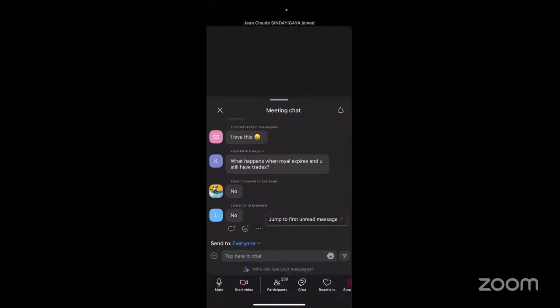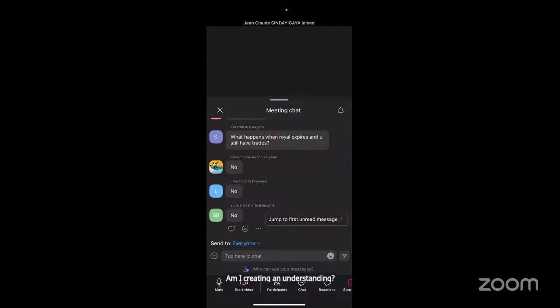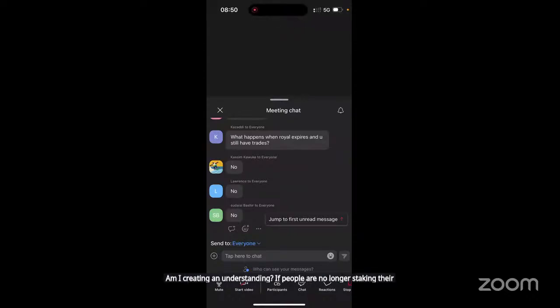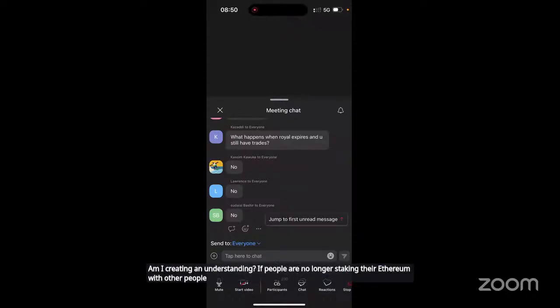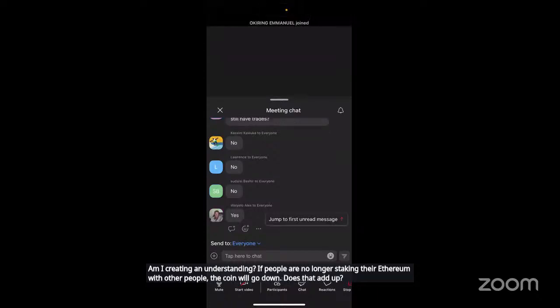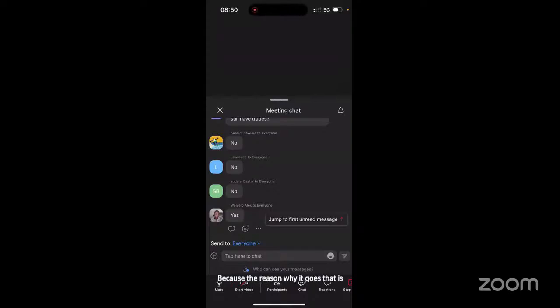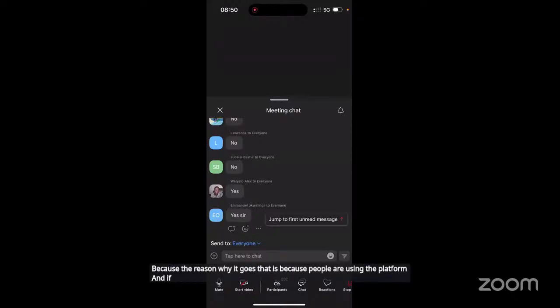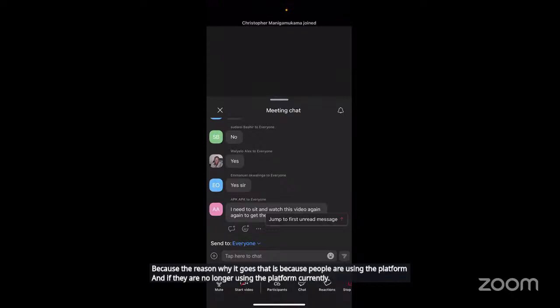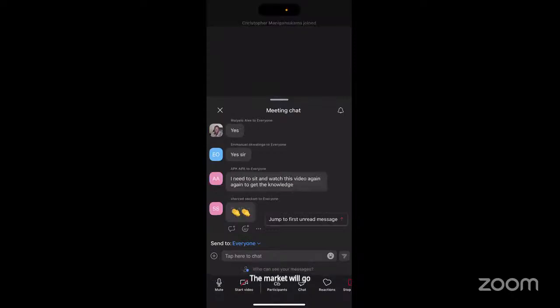Am I creating understanding? If people are no longer staking their Ethereum with RPL, the coin will go down. Does that add up? Because the reason why it goes up is because people are using the platform. And if they are no longer using the platform currently, the market will go down. I need the people to understand.